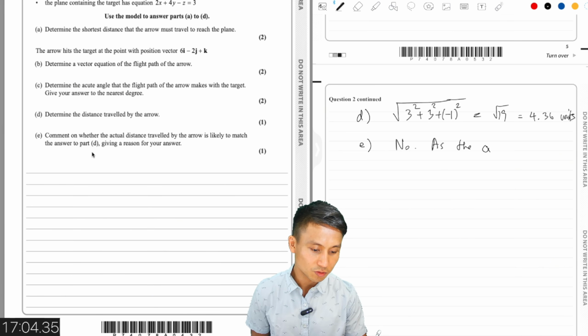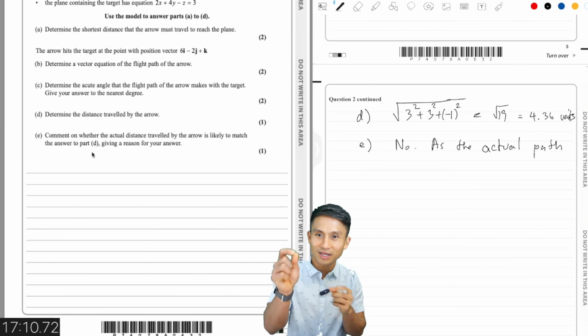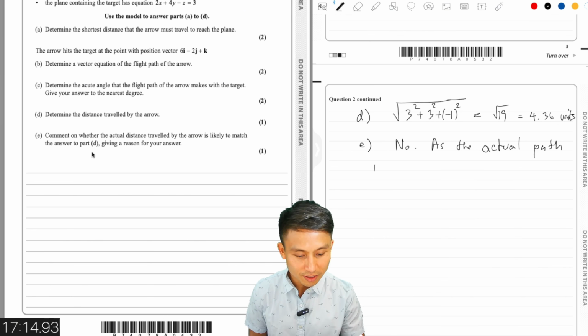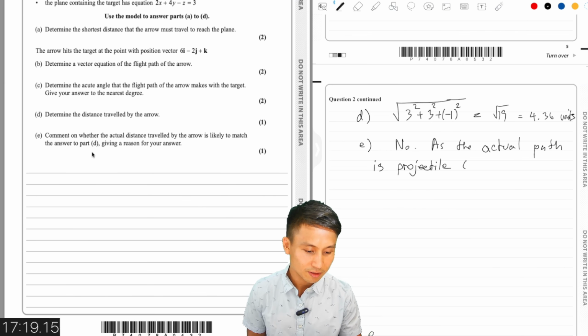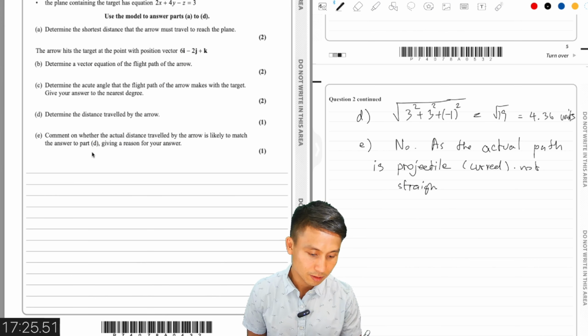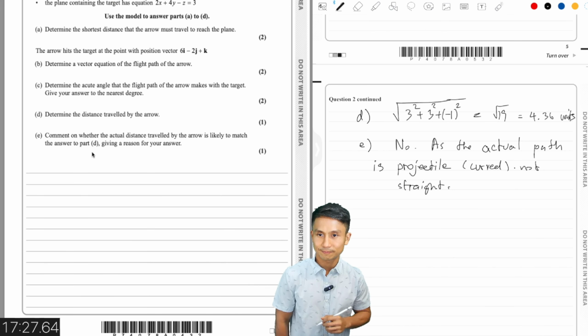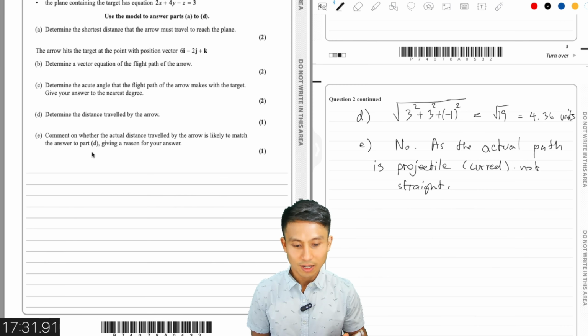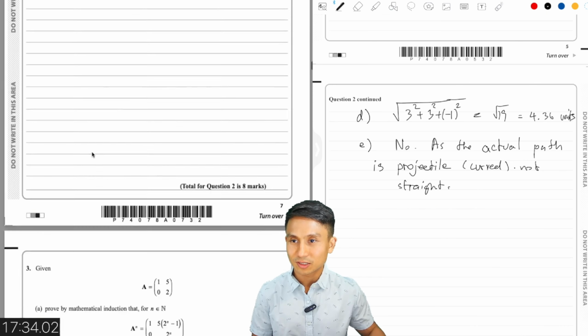As the actual path is probably the first question I asked, right? Before I look at the question, the arrow should travel in a projectile path. The actual path is projectile, or a curved, not a straight line. Yeah, and that's it. I already answered that. All right, next question. That wasn't too bad.